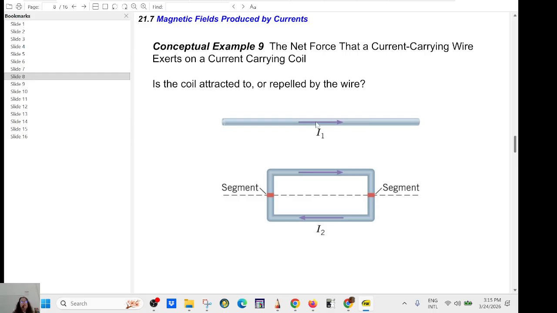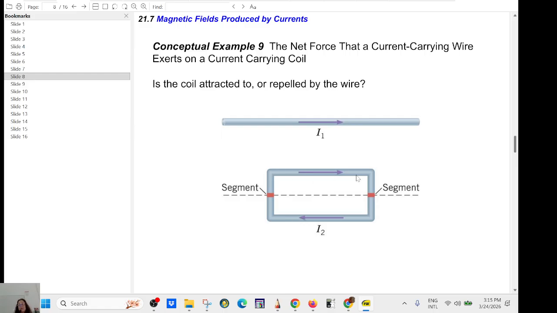So you have a current I1 and you have a loop of current. It's like a thought experiment. What do you think? Do you think they're going to attract? Is the loop going to be attracted here or repelled? They go into a circle. So you have a current going this way and a current going that way. It's just one wire there. Don't give too much thought.